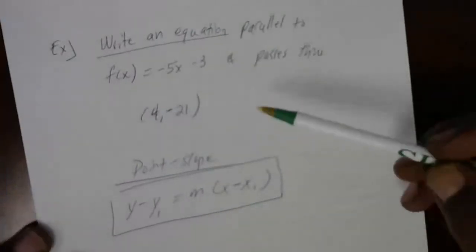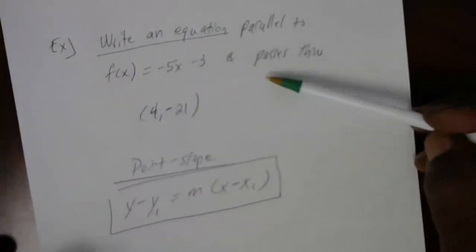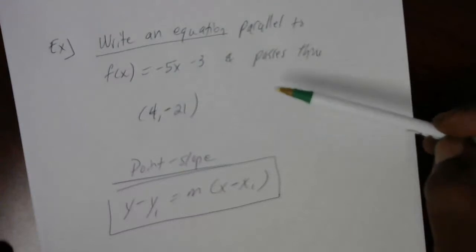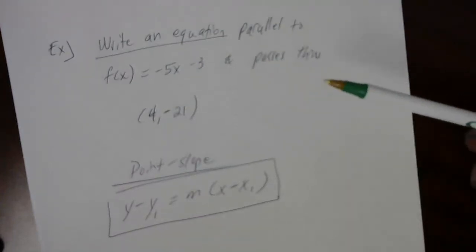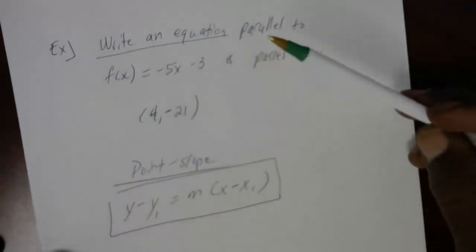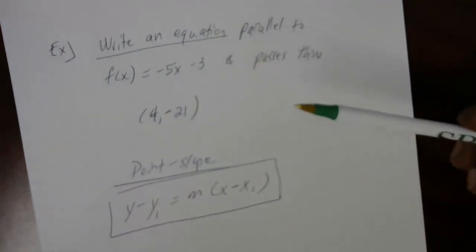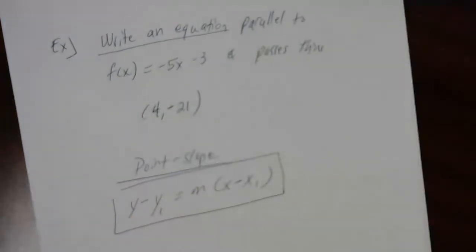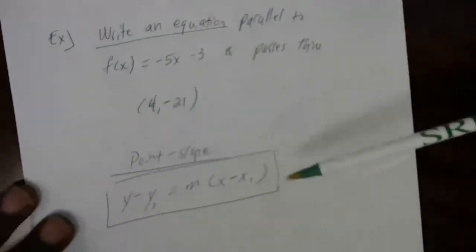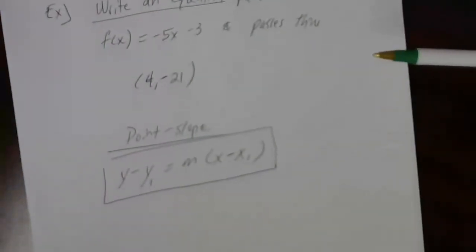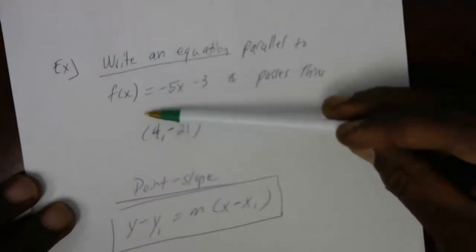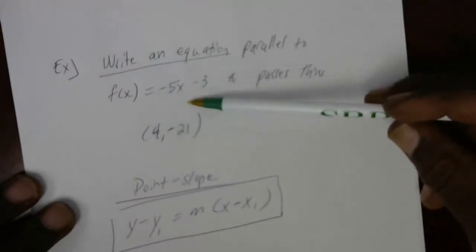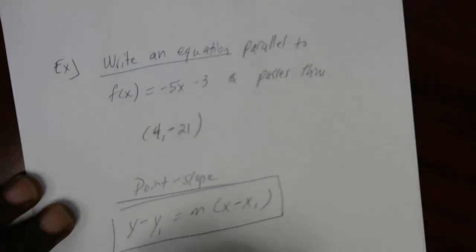So what is the slope? Well, we talked about parallel and perpendicular lines. Two lines are parallel if they have the same slope. Two lines are perpendicular if the product of their slopes is negative 1, or if one slope is the negative reciprocal of the other. So what's our slope in this case? Well, we're given this equation, f of x is equal to negative 5x minus 3.